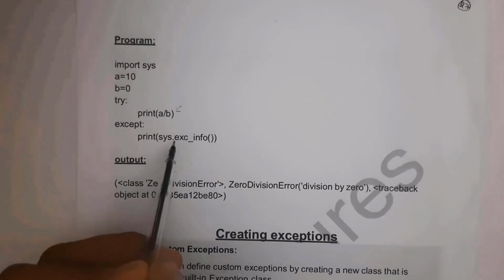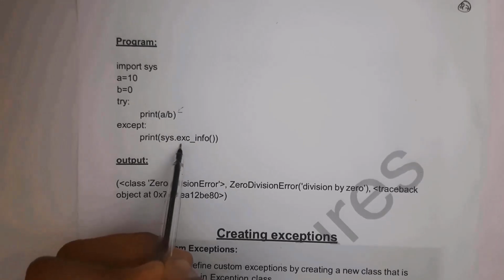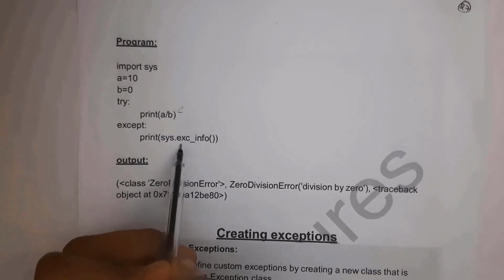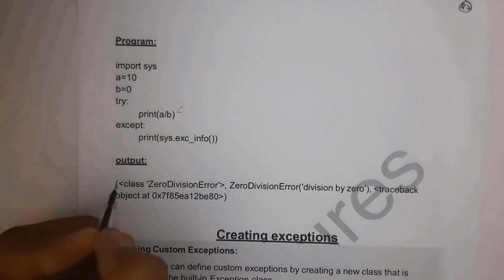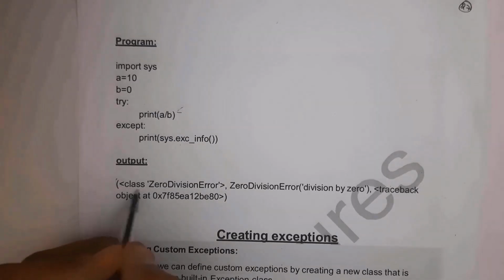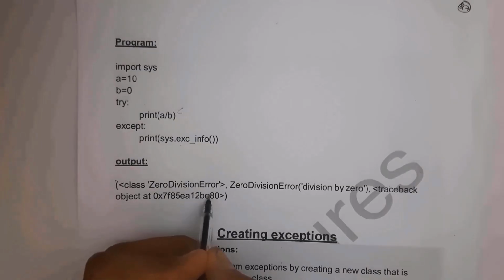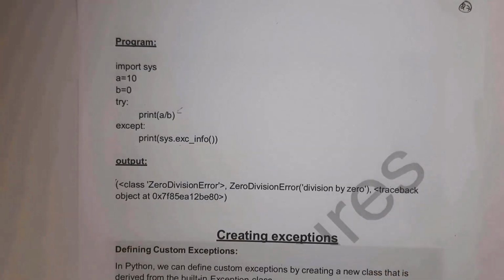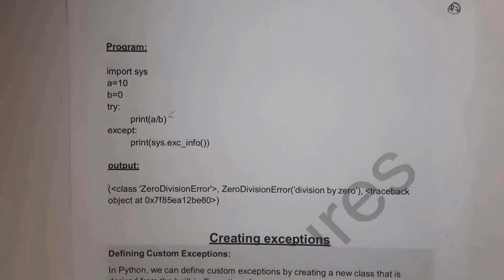This is the address. This exc_info function is used to provide information about the exception that has occurred, and it will display output in the form of a tuple. Inside the tuple, it will display 3 values. First one is type, that is nothing but the class object, next one is value, that is nothing but the exception parameter, and the last value is the traceback object. It will display the address where the exception has occurred.